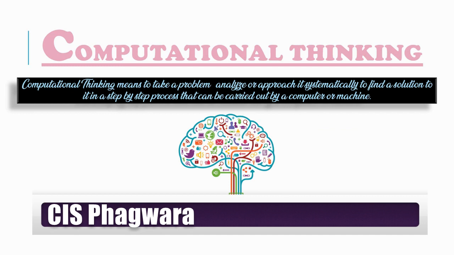Computational thinking means to take a problem, analyze, or approach it systematically to find a solution to it in a step-by-step process that can be carried out by a computer or a machine. You might think that computational thinking is about thinking like a robot or an expert, but it's not. Rather, it is just a problem-solving skill which changes the way you look at complex problems and find solutions to it in a more easy and efficient way.